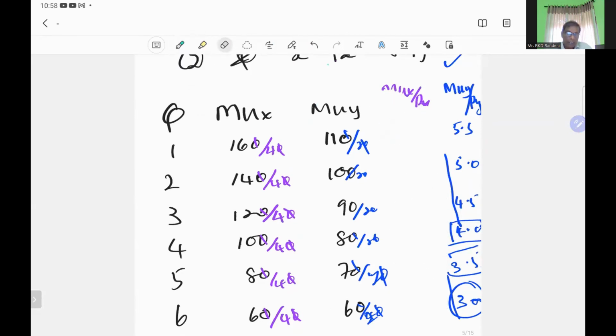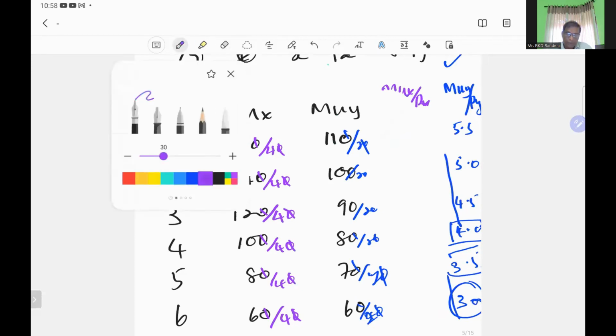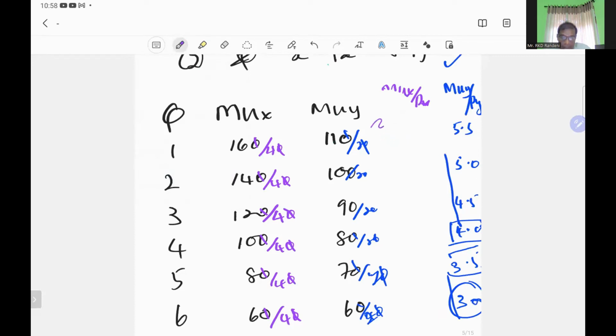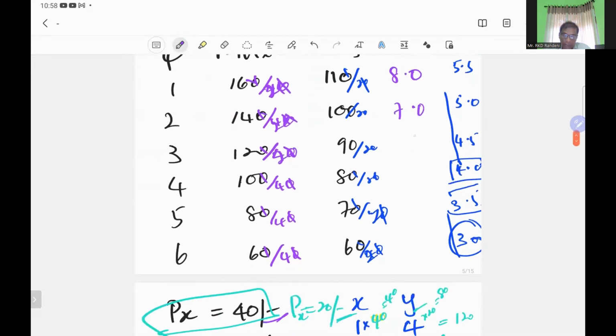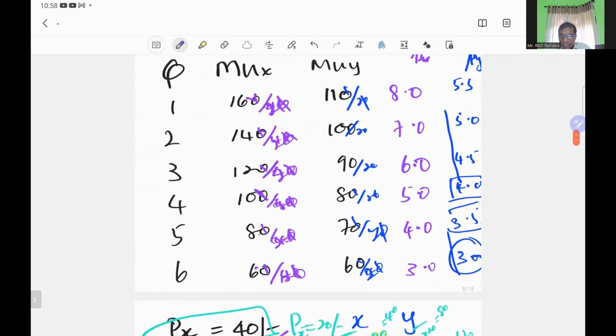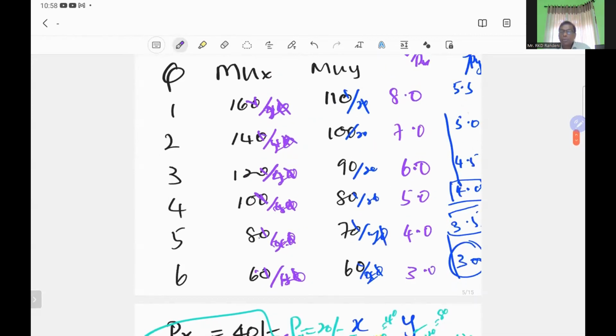Now price of X, now divided by 20. Then 8, divided by 20. Now 7, divided by 20. 6, divided by 20. 5, divided by 20. 4, divided by 20. 3. Right? Now again, the price of Y is constant. You don't worry about the price of Y. Same figures you can get. Now here, 6, 5, 4.